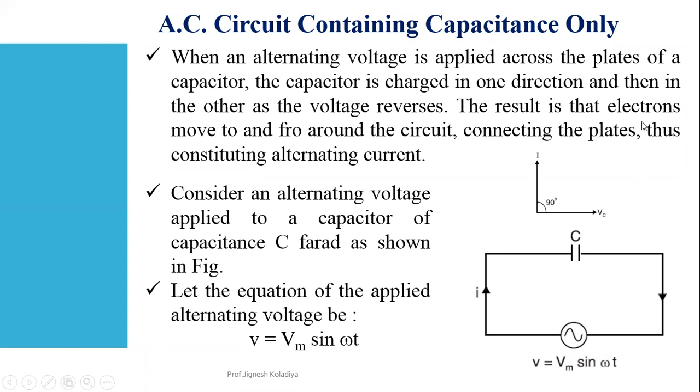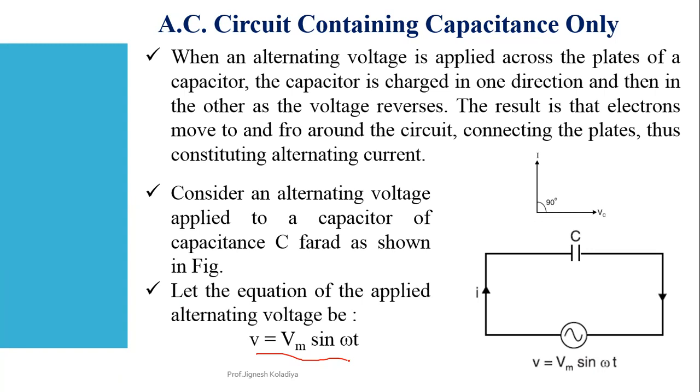So the result is that electrons move to and fro around the circuit, connecting the plates, thus constituting the alternating current. Now consider an alternating voltage applied to a capacitor of capacitance C, shown in the figure like this. My supply voltage is Vm sine omega t.